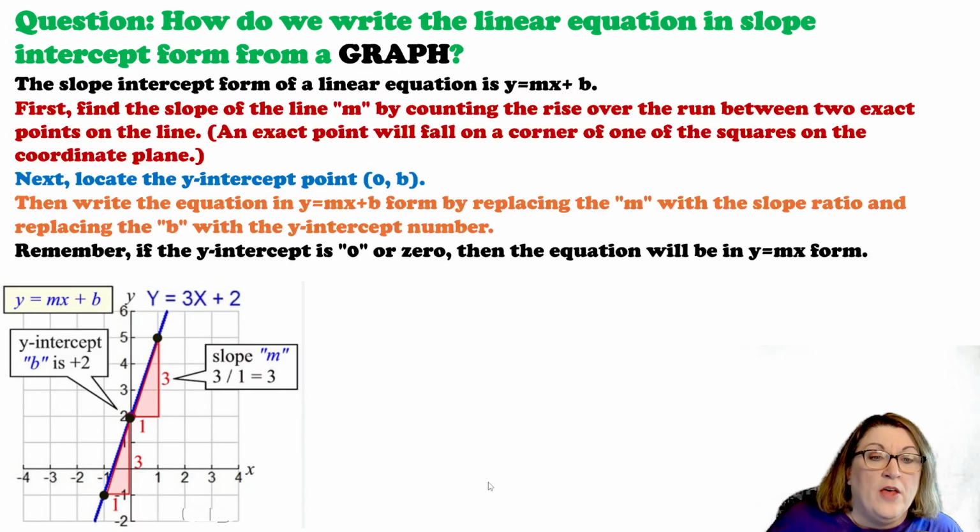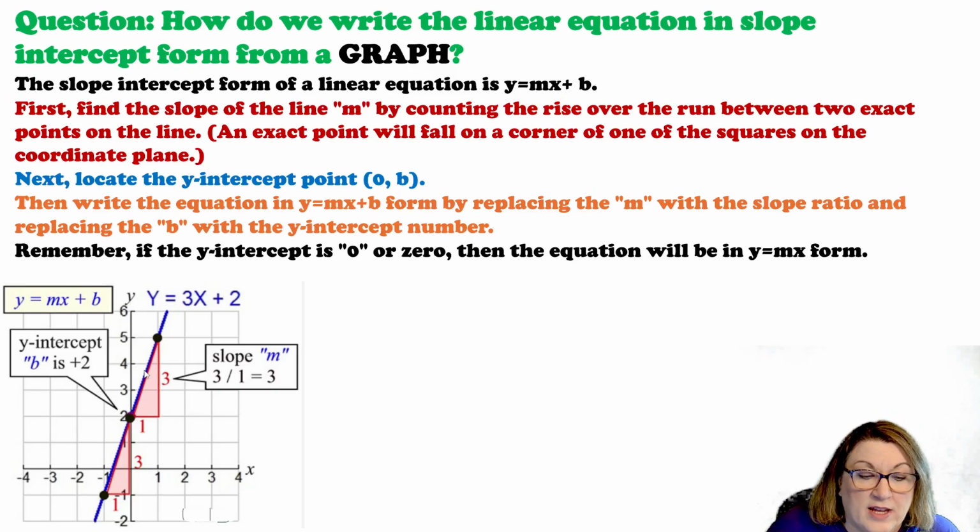All right, so the slope-intercept form of a linear equation is y equals mx plus b. First, find the slope of the line, m, by counting the rise over the run between two exact points on the line. An exact point will fall on a corner of one of the squares and will also fall on the line. So, you can't just use any point.